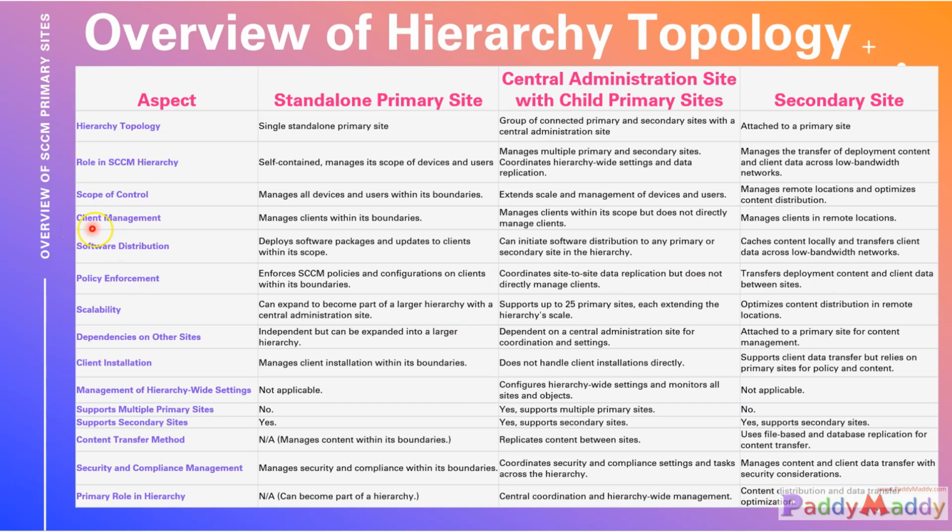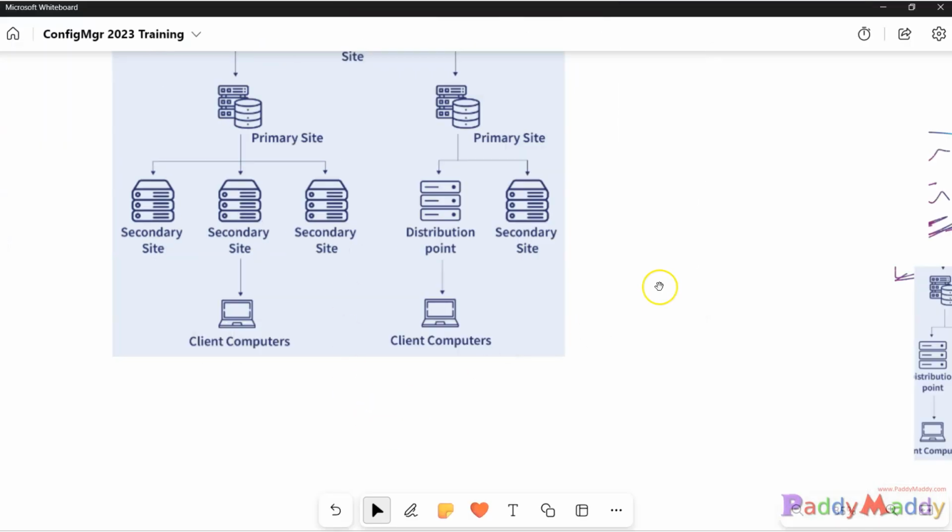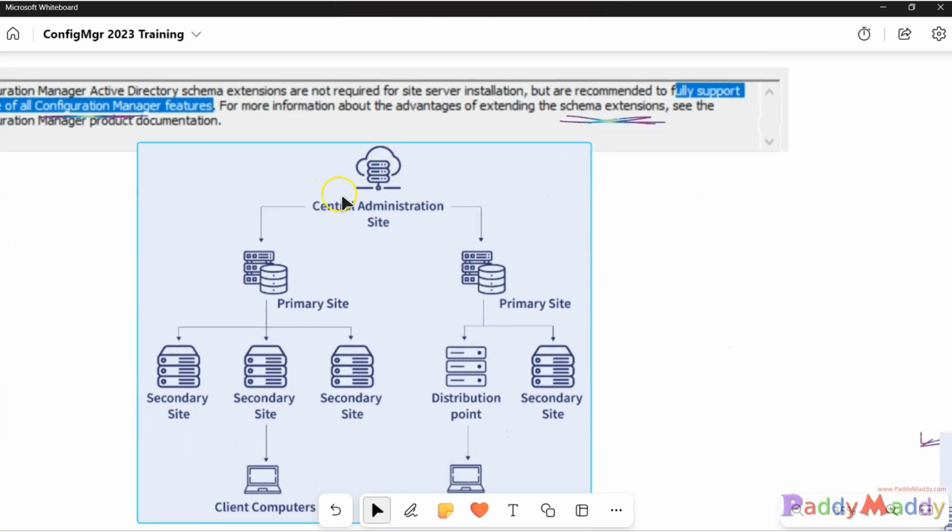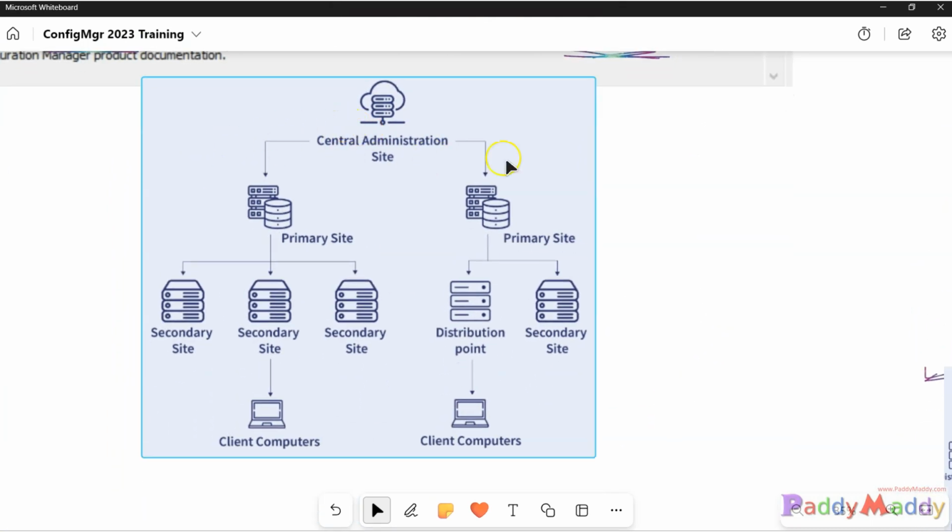Now let's have a look at client management. Clients will always report to the assigned boundary site. It just goes to that boundary site and communicates. In the CAS site, it's almost the same, but it doesn't directly manage clients, because the CAS site never manages the clients. Your CAS site is always used for central administration, not for managing the client.